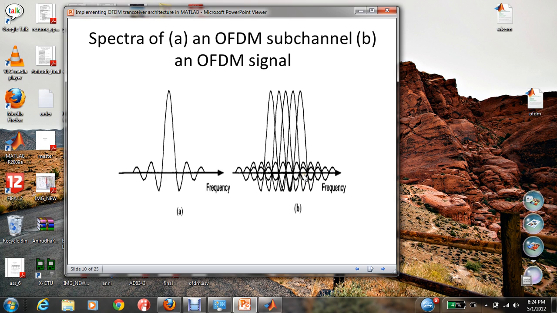orthogonality shown in the frequency domain of the entire OFDM signal, consisting of all of the subcarriers. So we see that where the minimum point or the amplitude is 0 for a particular subcarrier, the second subcarrier's amplitude is maximum at this point. So this is how orthogonality is obtained.